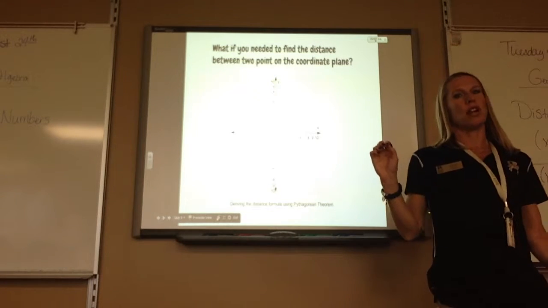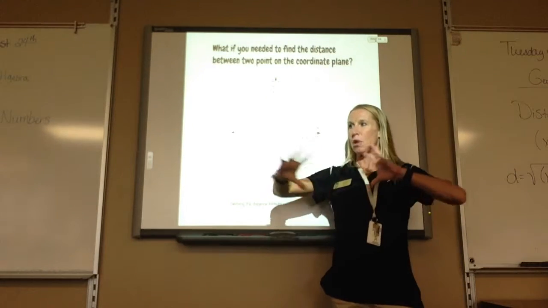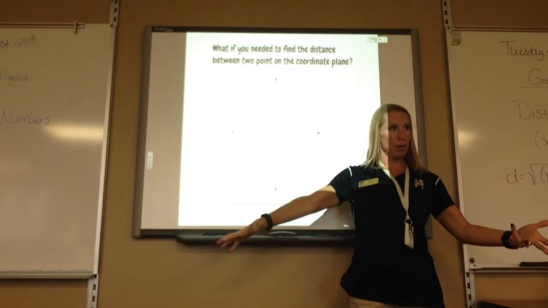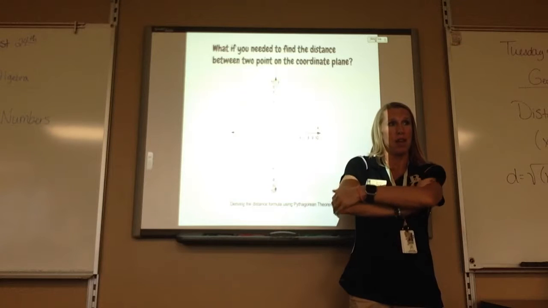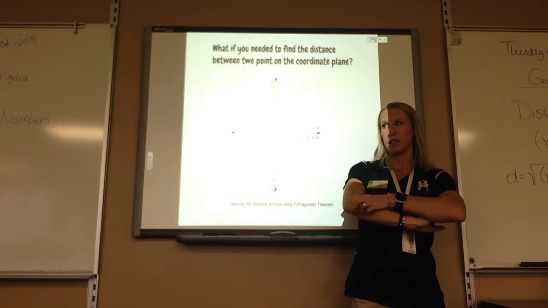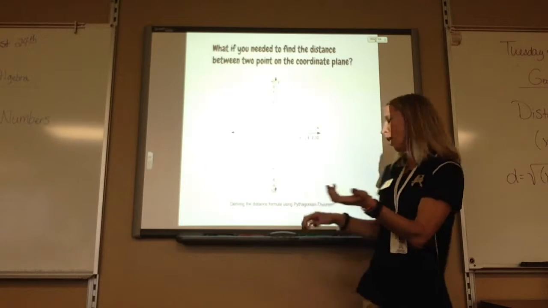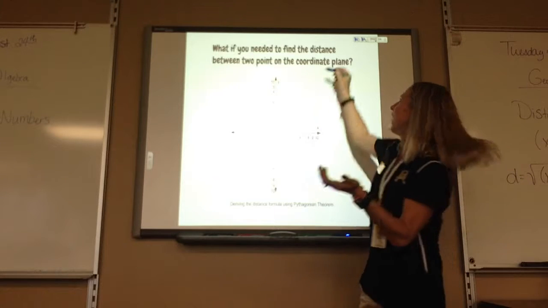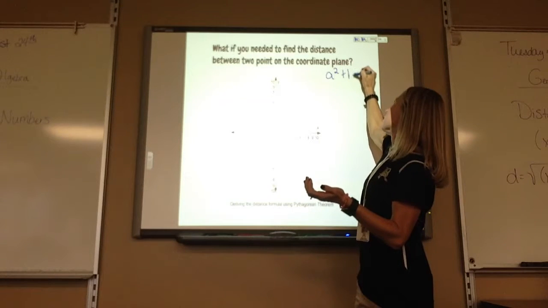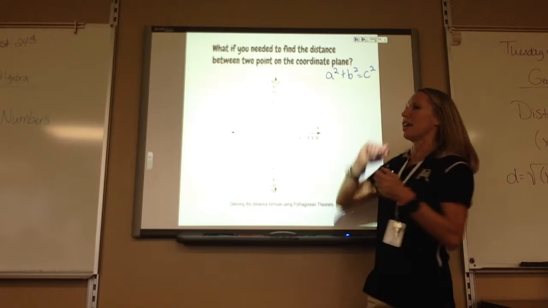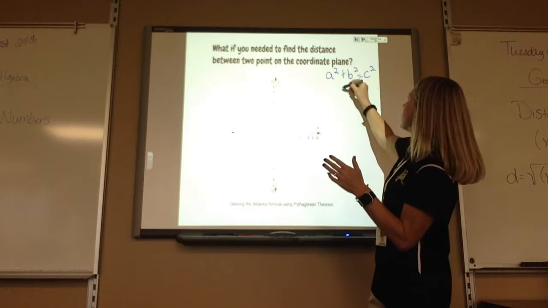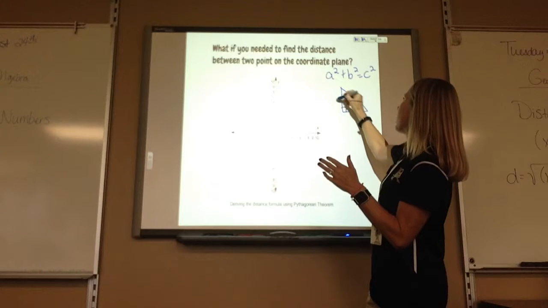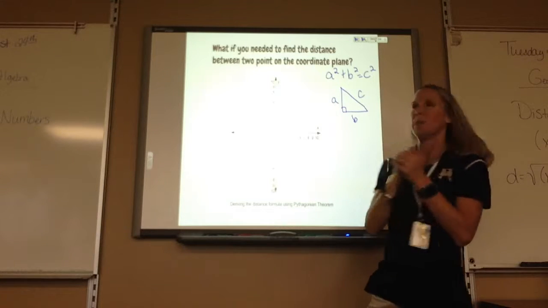Okay, yesterday we did some distance formula problems. I want to show you where the distance formula comes from. Have you guys ever heard of the Pythagorean Theorem? It's about triangles. A squared plus B squared equals C squared. And you know that C is always the hypotenuse, right? It doesn't matter which sides are A and B, but C is always the hypotenuse.